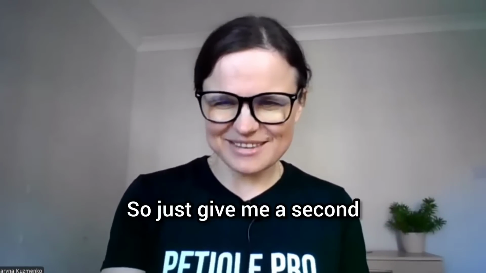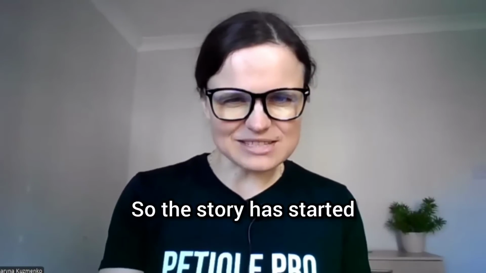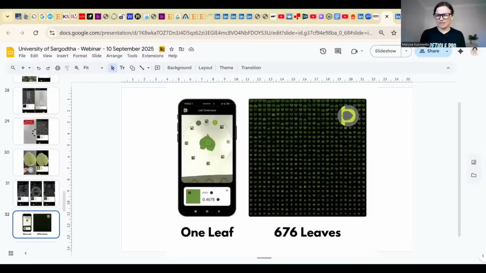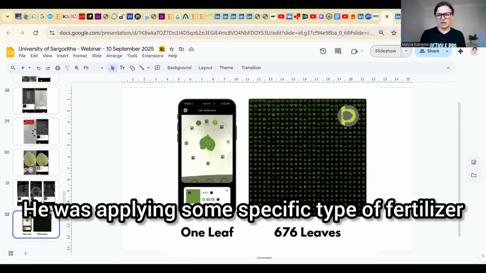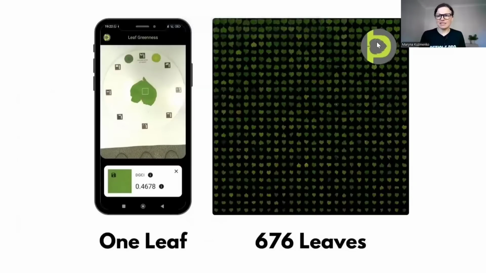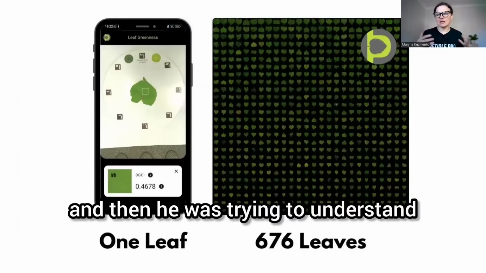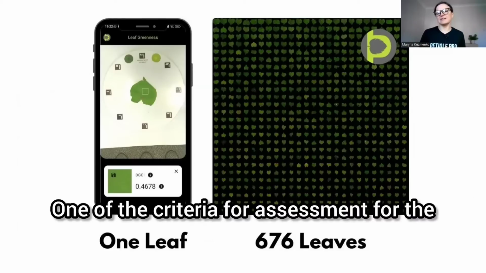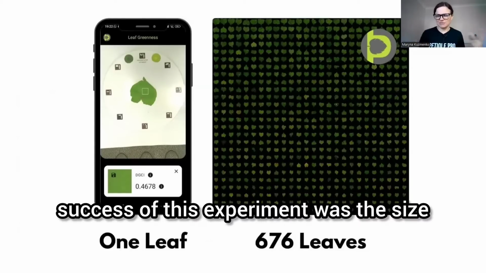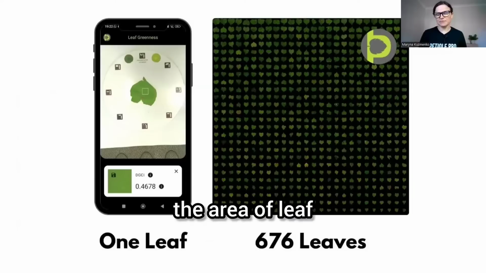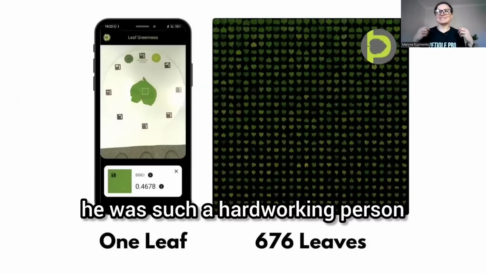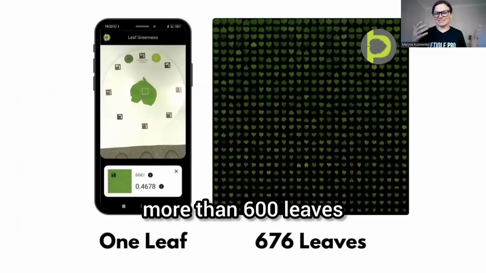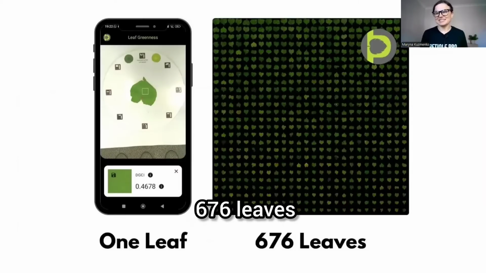Just give me a second, I will share my screen. The story started when one of the researchers was applying a specific type of fertilizer to buckwheat plants, and he was trying to understand how fertilizers impact the growth and the yield. One of the criteria for assessing the success of this experiment was the size, the area of the leaf, and he was such a hard-working person, he needed to measure more than 600 leaves, 676 leaves.